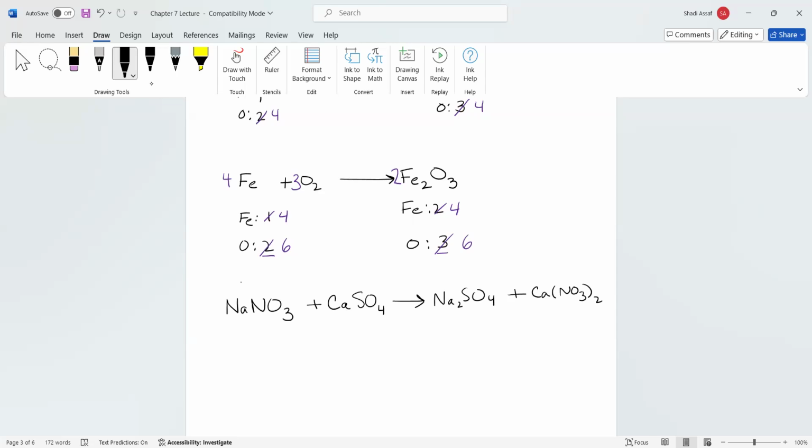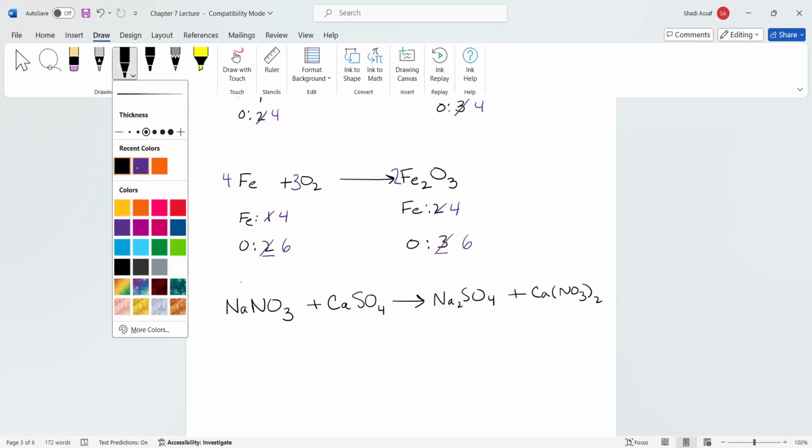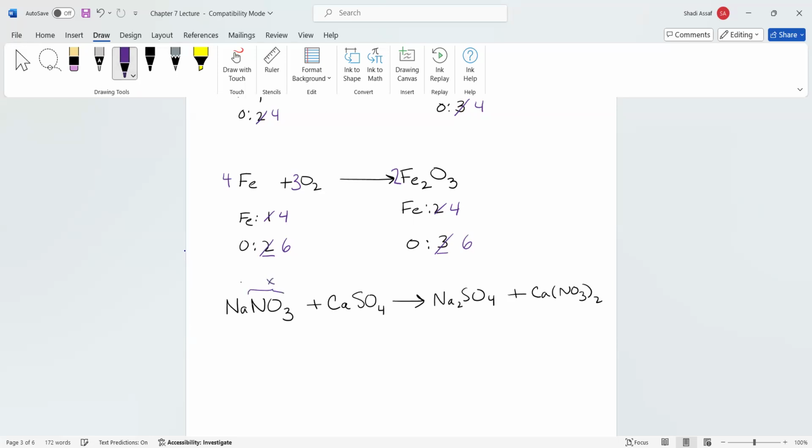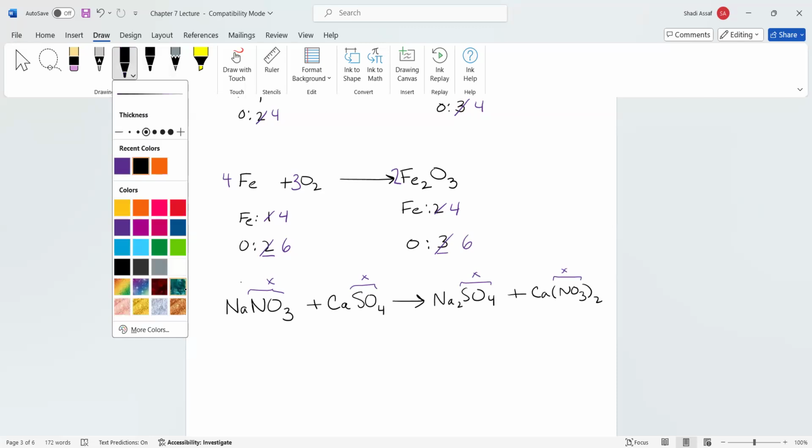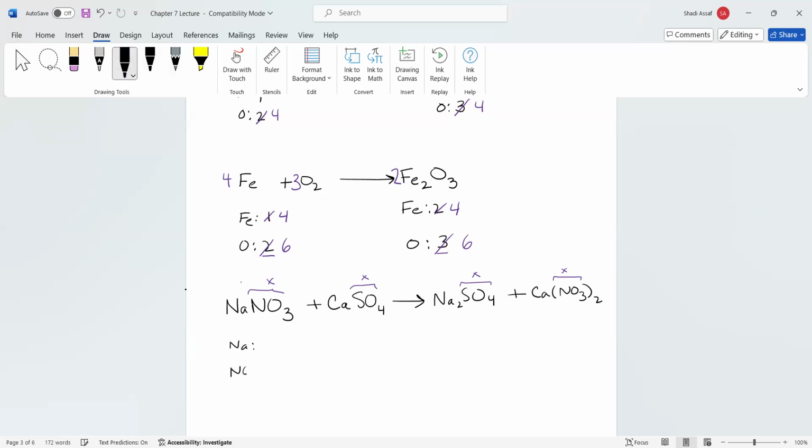Okay. Now, when doing these kinds of problems, yes, you go with the bookkeeping method, but I would suggest that you treat the polyatomic ions as one unit. So like this is X, that's X, X, and X. Makes it really easier when you balance these. So in this case, you have sodium, we're going to list them that way, and then nitrate. We're going to list the calcium and the sulfate, and we're going to copy the same thing over on the other side.